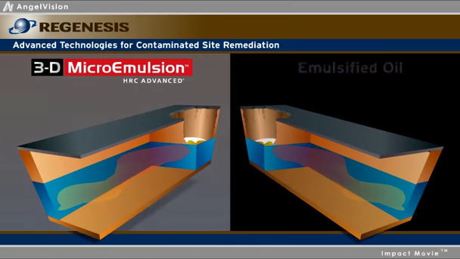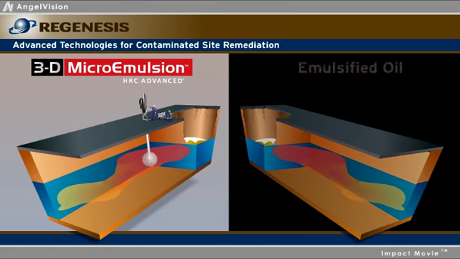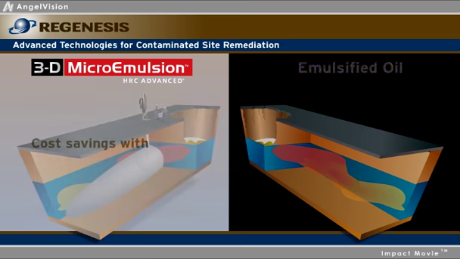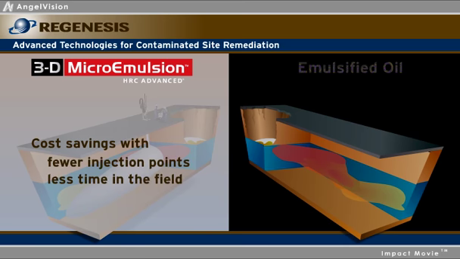3D microemulsion pushes the limits of subsurface distribution by promoting advanced micellar transport, which goes far beyond the physical distribution of the material upon injection. Greater distribution translates to cost savings in the form of fewer injection points and less time in the field.